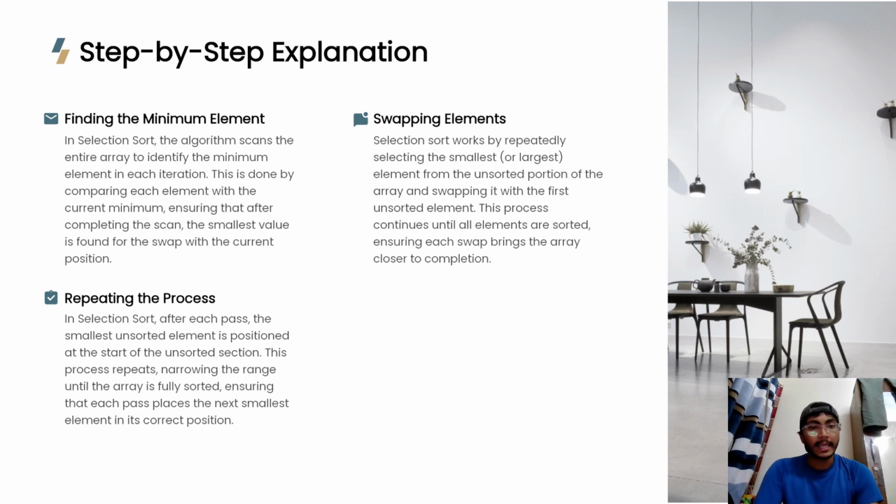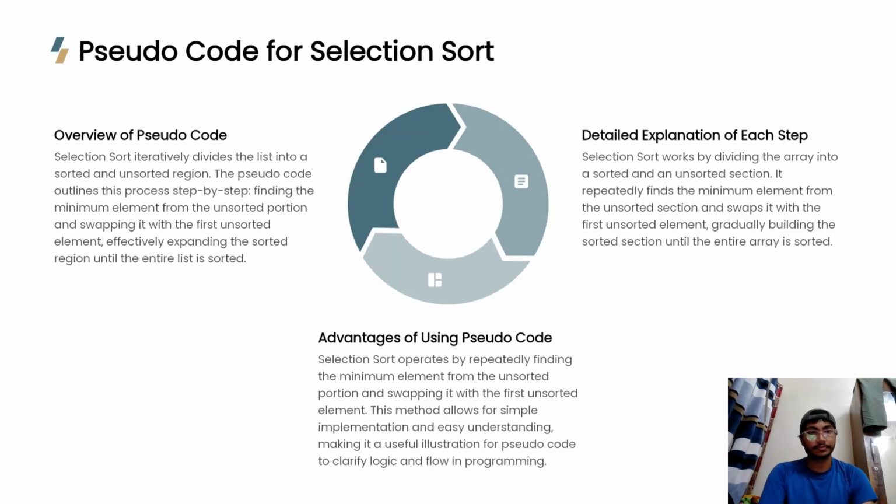Repeating the process. In selection sort, after each pass, the smallest unsorted element is positioned at the start of the unsorted section. This process repeats, narrowing the range until the array is fully sorted, ensuring that each pass places the next smallest element in its correct position.